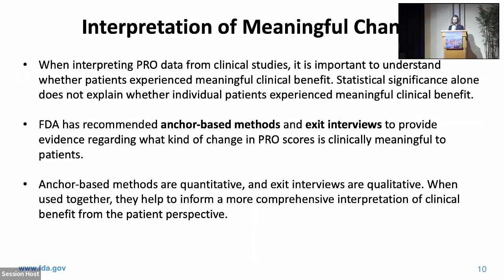So now I'm going to give an overview of the interpretation of meaningful change aspect of this, which is really important in clinical trials. But there's a lot of stuff that stems from this. So I'm just going to give an overview, and I again recommend referring to the FDA guidances on this. When we interpret the PRO data from the clinical studies, it's important to understand whether the patients experience meaningful clinical benefit, because statistical significance alone doesn't actually tell you whether individual patients experienced meaningful clinical benefit from their perspective.